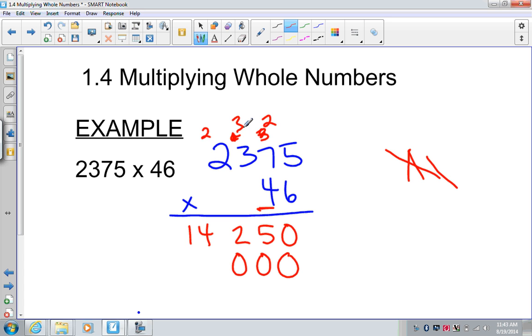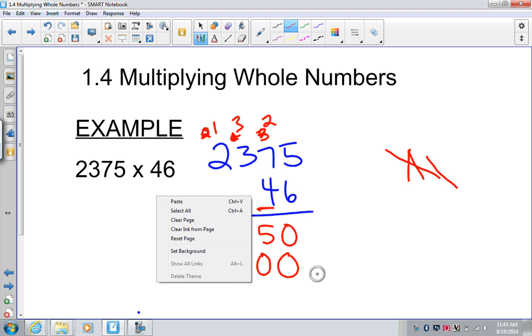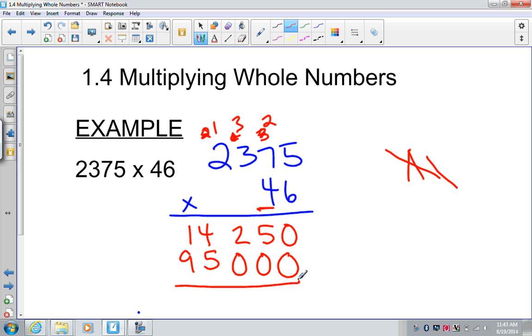Now I do 4 times 3, which is 12, and I add the 3 to get 15. Carry the 1. And then lastly, my 4 times 2 is 8, plus 1 is 9. When you multiply, and you're all done multiplying the numbers, you need to add the lines that you have come up with.